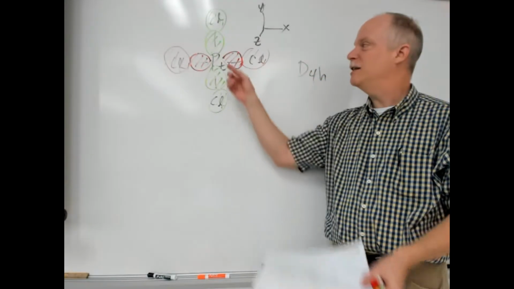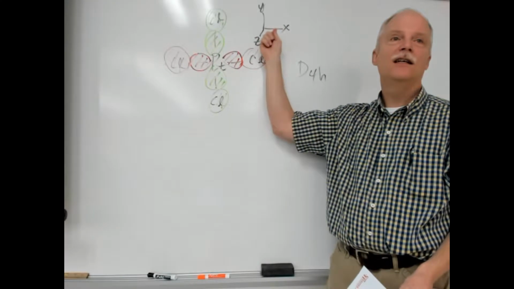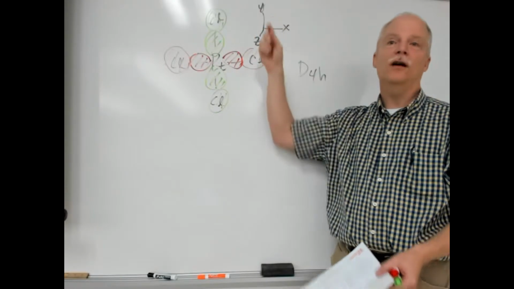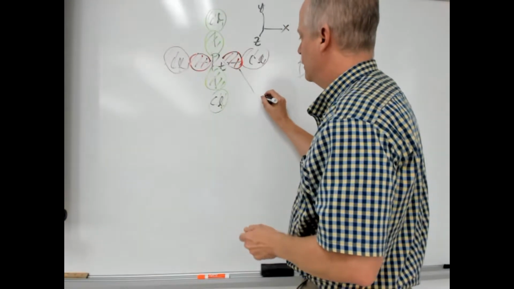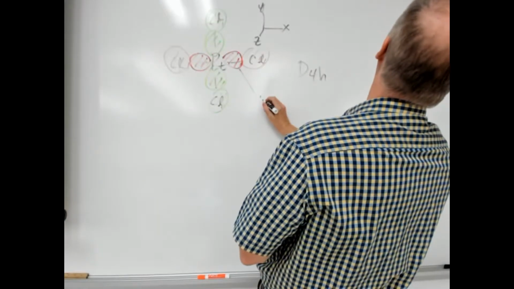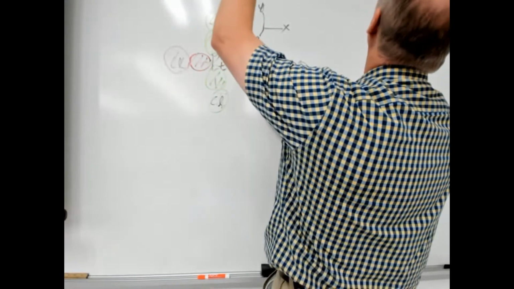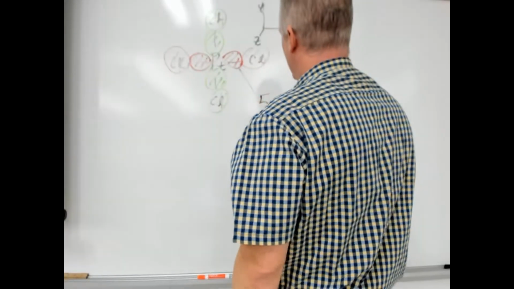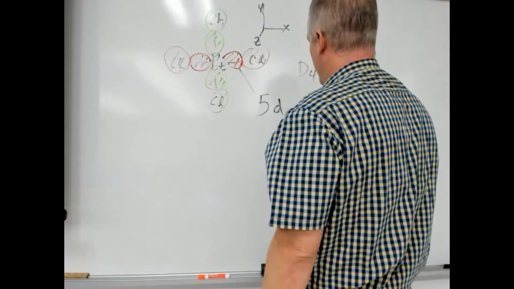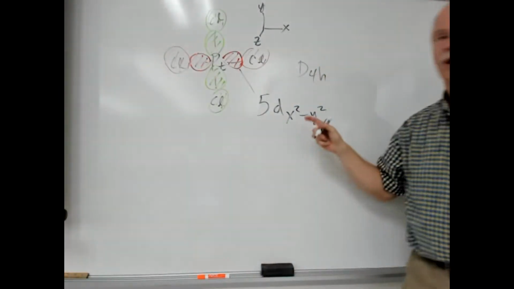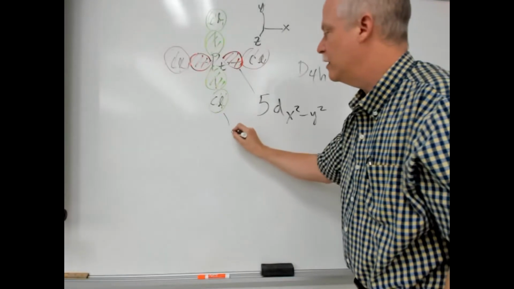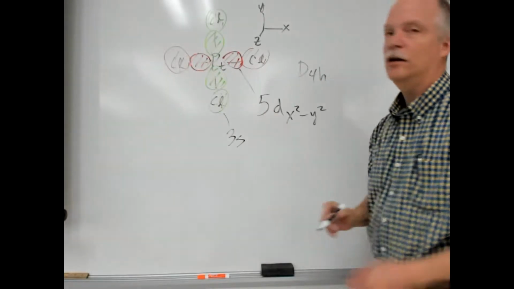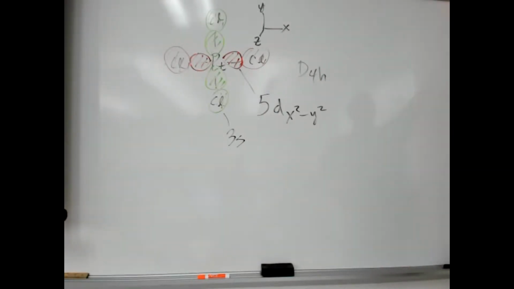So you can just look at this. If these orbitals are on the axes, then it's x squared minus y squared. So that's what this d orbital is labeled. The symmetry of this d orbital and this whole molecular orbital is, this is the platinum, so the 5d x squared minus y squared. So that's that orbital that I've drawn there. And it's interacting with the 3s orbitals on the chlorines. So chlorines, third row.